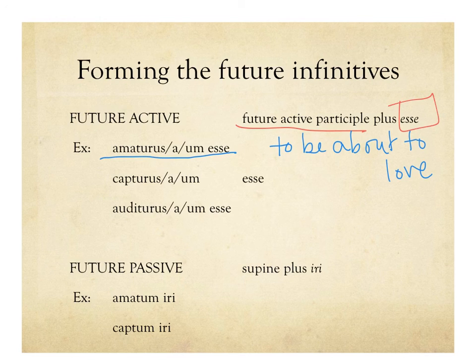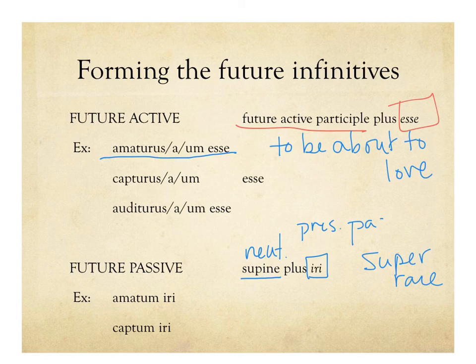The future passive infinitive is super rare. I have seen it only a handful of times in my life in the course of reading Latin. It just does not occur very often. But if we need to use it, we use the supine. So remember, that's going to look like the perfect passive participle, but it will only be neuter accusative, and we use iri, which is the present passive infinitive of eo, to go.